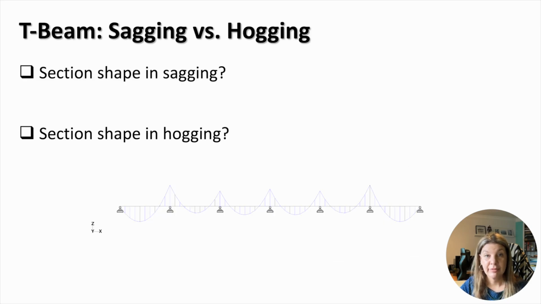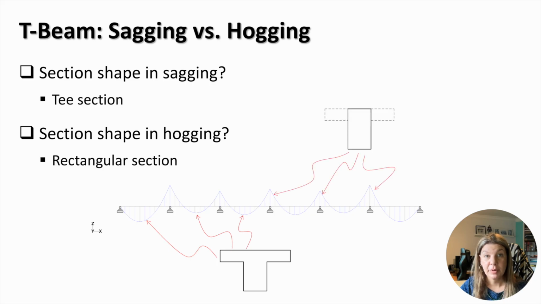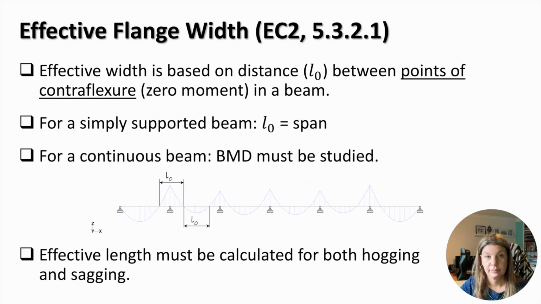Let's consider how the flange section works in a continuous beam. In the sagging bending zones, the flanged beam has a T-section, because the flange is in compression. In the hogging bending zones, the flanged beam has in effect a rectangular section, because the flange is in tension and is ignored in the model.